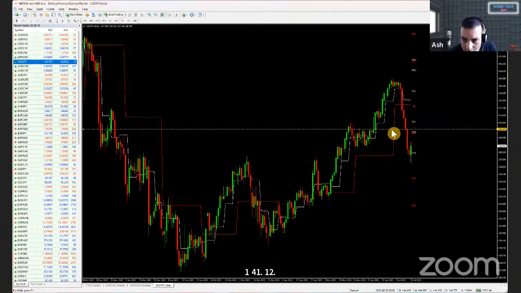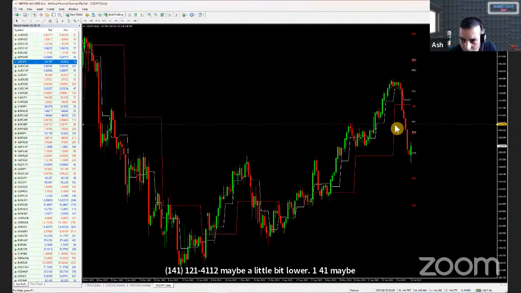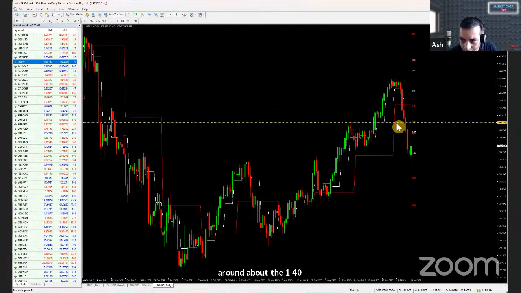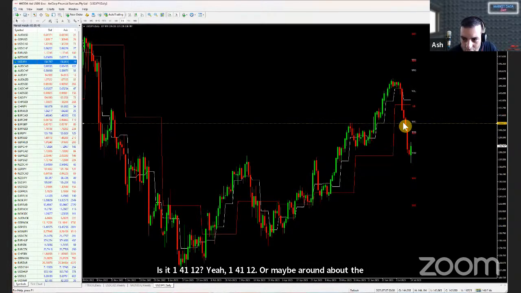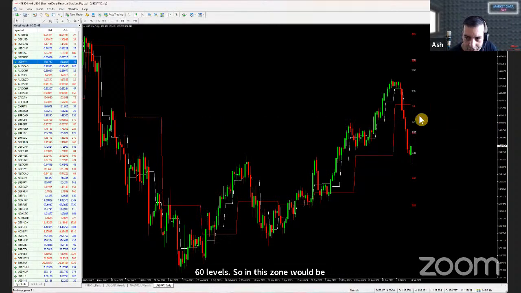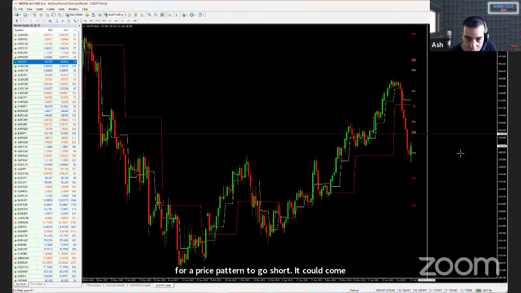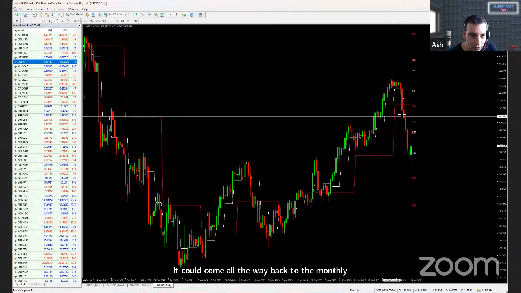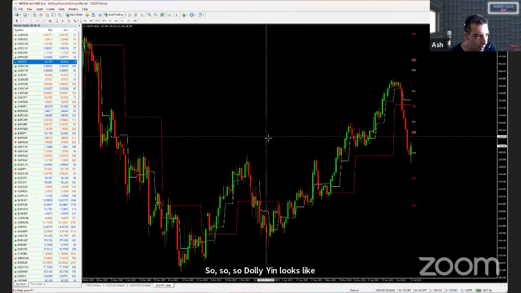141.12, maybe a little bit lower. 141, maybe around about the 140. Is it 141.12? Yeah, 141.12. Or maybe around about the 140.60 level. So in this zone would be where I'd be looking for a price pattern to go short. It could come all the way back to the monthly pivot, but it's still looking for short. So dollar yen looks like a decent opportunity to take the short as well.